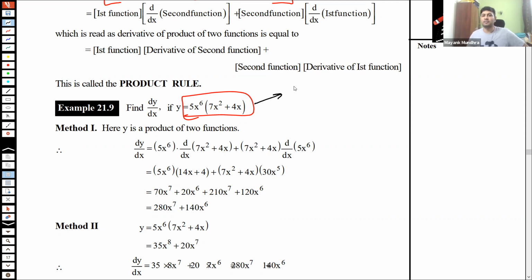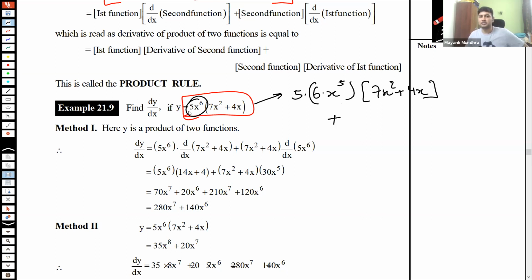So ordering does not matter in multiplication, so you can choose any of them. So differentiation of this thing is going to be 5 times 6 times 5 times differentiation of x to power 6. So that is going to be 6x to power 5 into 7x square plus 4x.